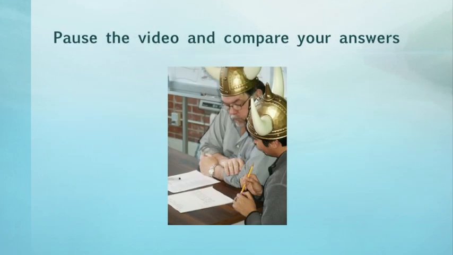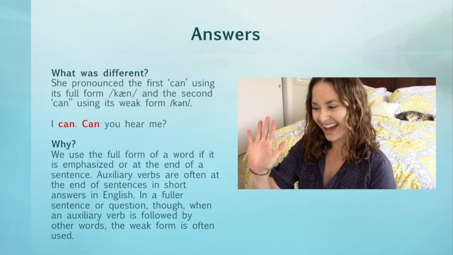If you're watching with someone else or with your teacher and classmates, pause the video and compare your answers. So what was different? She pronounced the first can, right here, using its full form, I can. And the second one using its weak form, kun. She said, kun you hear me? So I can, kun you hear me?